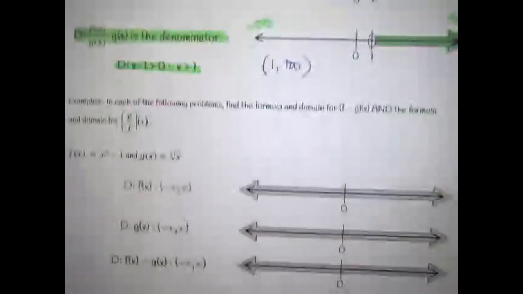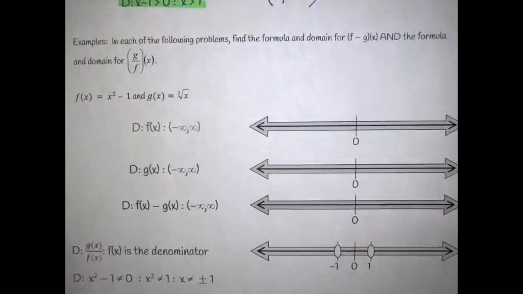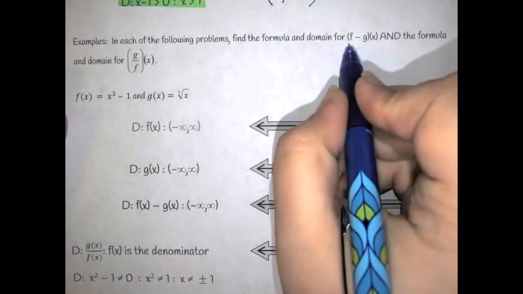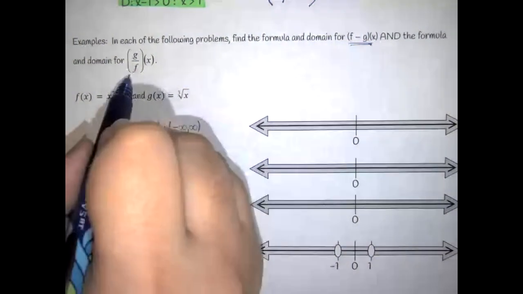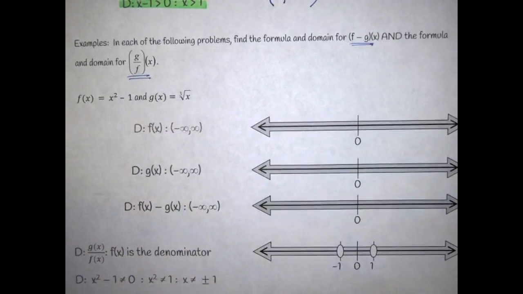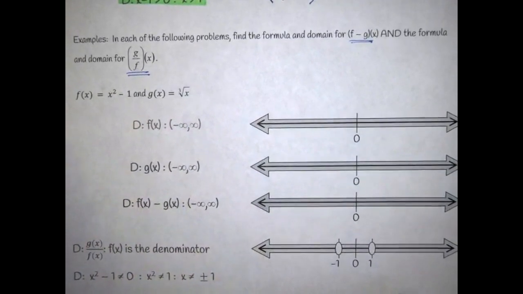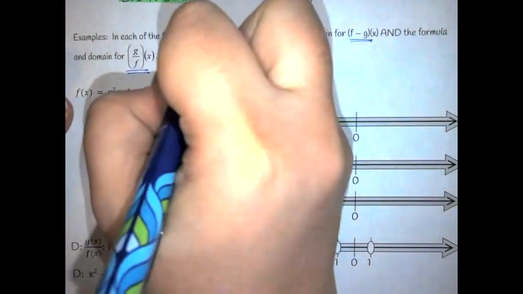Alright, let's look at another example. So here in this example, notice I've changed it up. In this case, I'm going to use f minus g, and now I'm going to use g divided by f. Okay? So let's look at what that would look like. Well, first and foremost, I have to do f minus g.